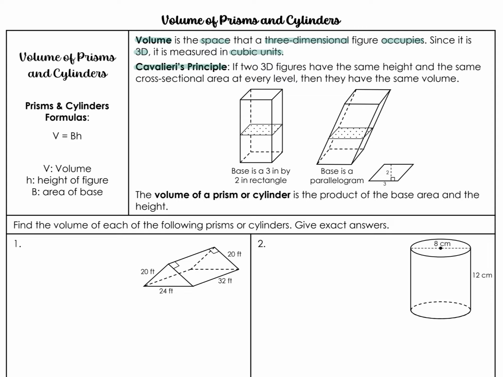Cavalieri's principle states that if two 3D figures have the same height and they have the same cross-sectional area at every level, they're going to have the same volume.